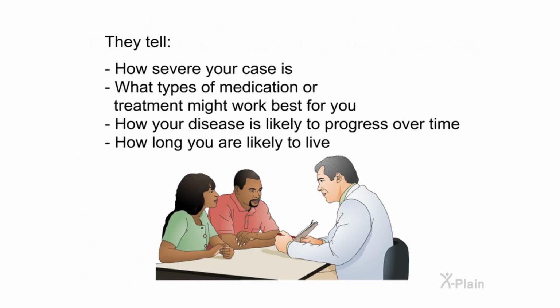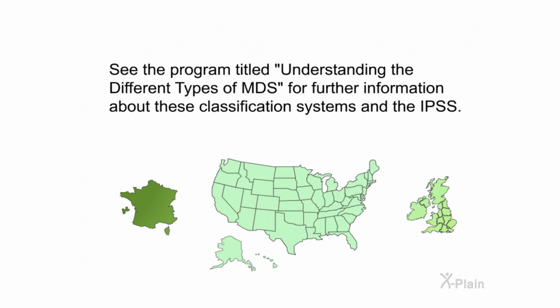They tell how severe your case is, what types of medication or treatment might work best for you, how your disease is likely to progress over time, how long you are likely to live. See the program titled Understanding the Different Types of MDS for further information about these classification systems and the IPSS.